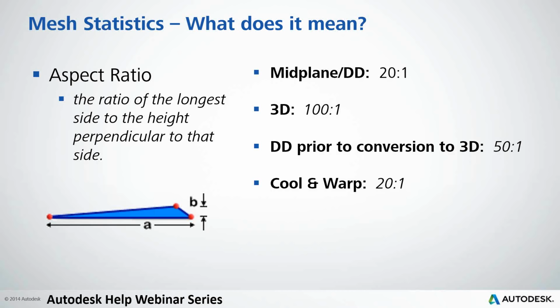And again, when you're running certain types of analyses, such as cool and warp, you might want those nodes to be a little bit closer together to see that history a little bit better. So we recommend about 20 before meshing to 3D. That way it will give more history and data points for the solvers to be able to read.